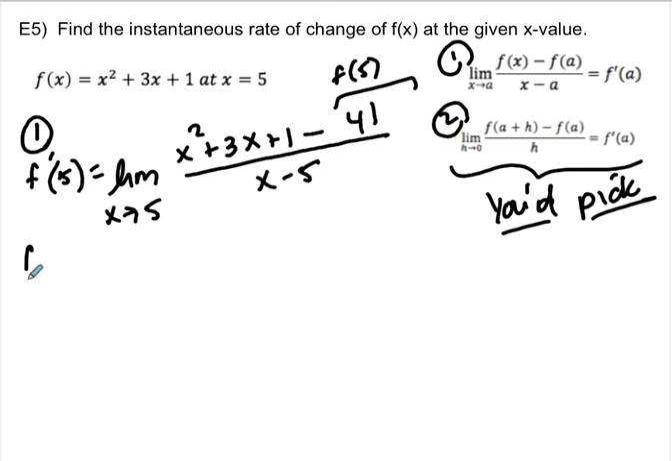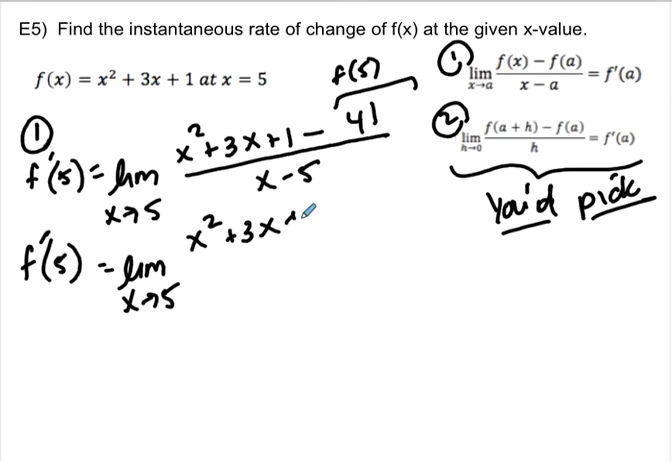So if we clean up a little bit, and you could try plugging in right now, but if you tried plugging in 5, you're going to get 41 minus 41 on the top, which is 0, and you're going to get 5 minus 5 on the bottom. So you're going to get 0 over 0. So we're going to clean up the top a little. If I clean this up, I'm going to get x squared plus 3x minus a 40.